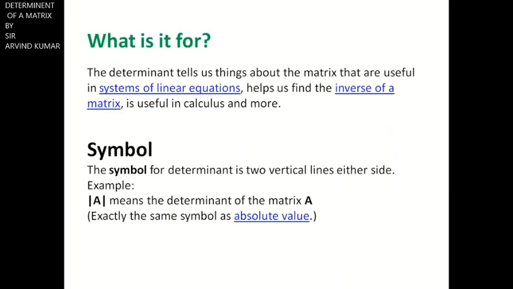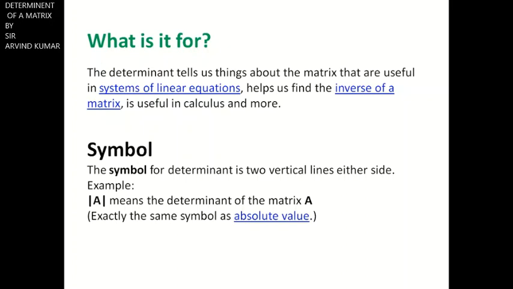Now what is it for? Means, what is the use of the determinant? The determinant tells us things about the matrix that are useful in systems of linear equations, helps us find the inverse of a matrix, and it is very useful in calculus and many more fields of mathematics.